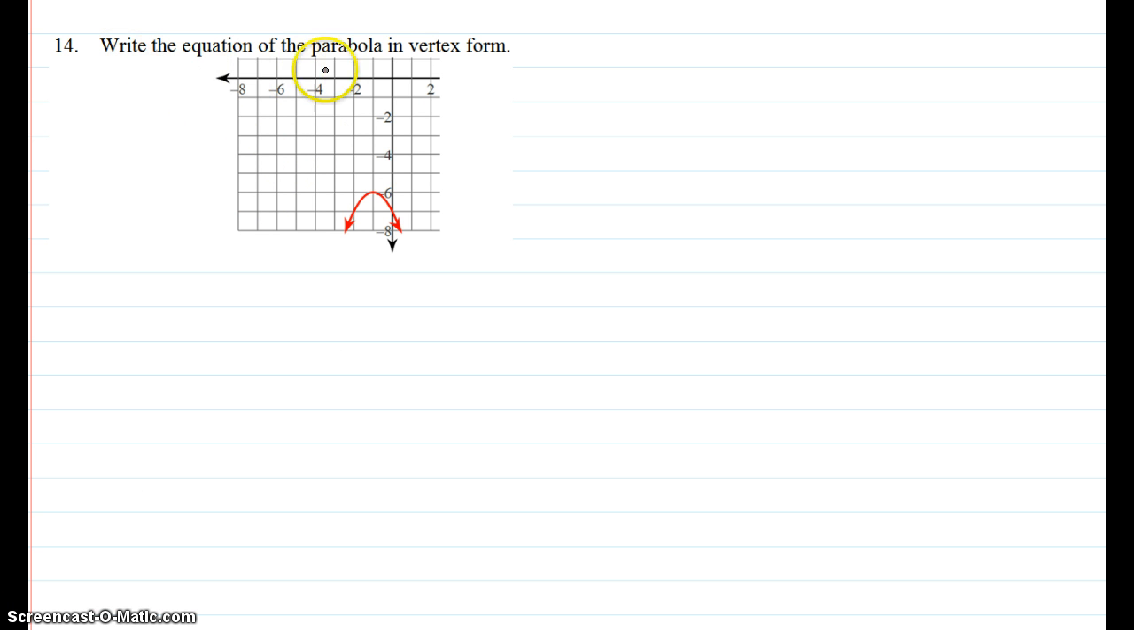Same type of problem, write the equation in vertex form. So we have f of x. Let's find our vertex first. So we have -1, -6. Probably the most important thing to notice right now is that the graph is going down, so we have to have a negative out front.